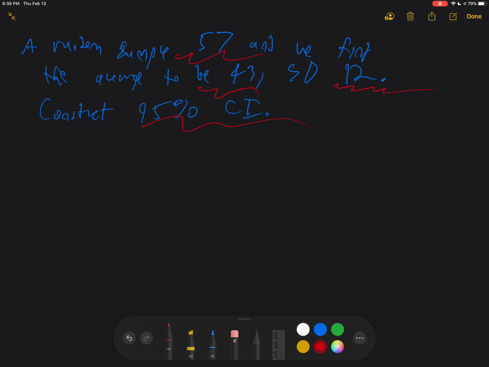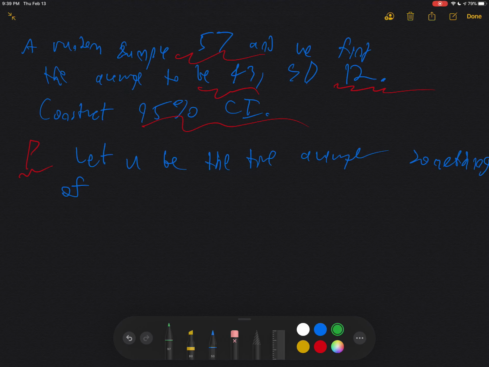For PANIC, the first thing we do is P, which is literally just identifying the parameter. For sample means, we want the true value of the mean. So we state, let mu be the true average, and then you would say something. If this was a sample of test scores, you'd say the average test score of, and then your population. If it was AP students, you would put AP students. Let's just do that: average test score of AP students.